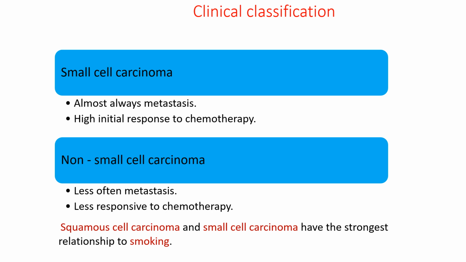It is also divided into small cell carcinoma and non-small cell carcinoma. Small cell carcinoma almost always metastasizes, and it has a high initial response to chemotherapy. Non-small cell carcinoma less often metastasizes, and they have less response to chemotherapy. Squamous cell carcinoma and small cell carcinoma have the strongest relationship to smoking.